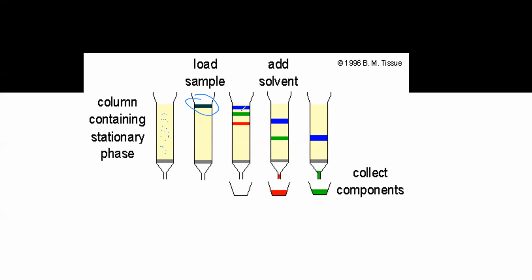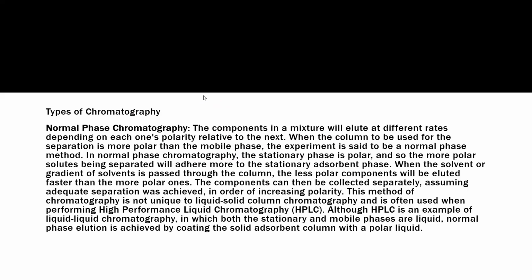Which one has a greater attraction towards the stationary phase: red, blue, or green? Blue has the greater attraction, because blue does not move quickly. Red moves quickly as we tap out the solvent, so it has a greater attraction to the mobile phase and comes out first. Then we have green, with moderate attraction, and then blue, with the greater attraction towards the stationary phase. This is the main technique, known as column chromatography.